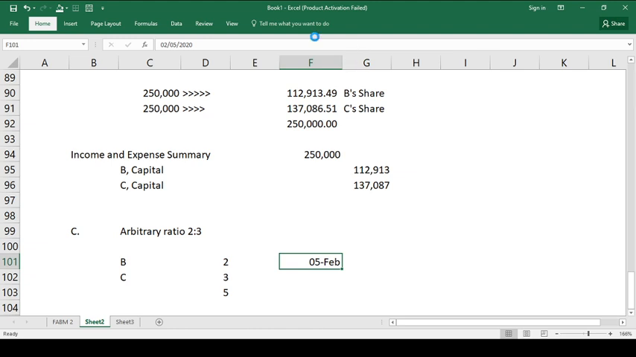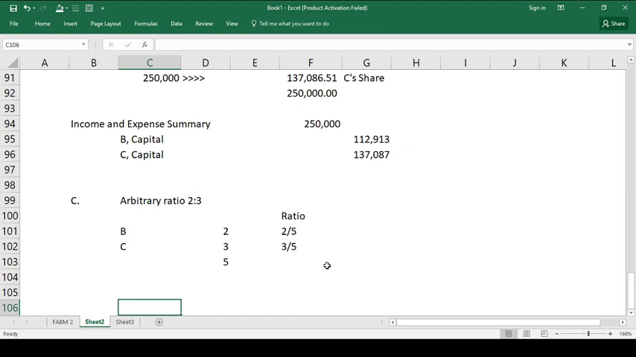Okay, teka lang guys. Naghahang po laptop ko ngayon. Okay, ito siya. 2 over 5. Ay, hindi talaga. Gawin ko na lang na ganito. 2 over 5 and 3 over 5. Yun na po yung ratio natin for B and C. Okay, using the arbitrary ratio of 2 is to 3.